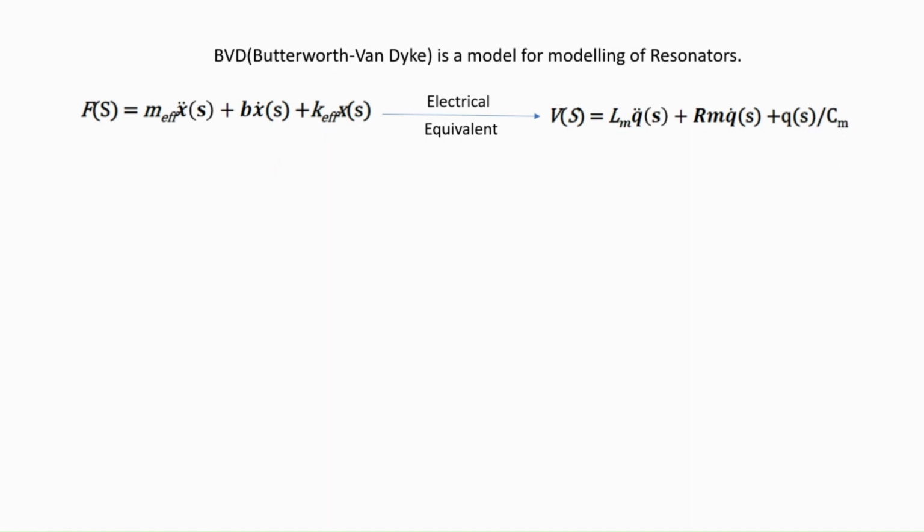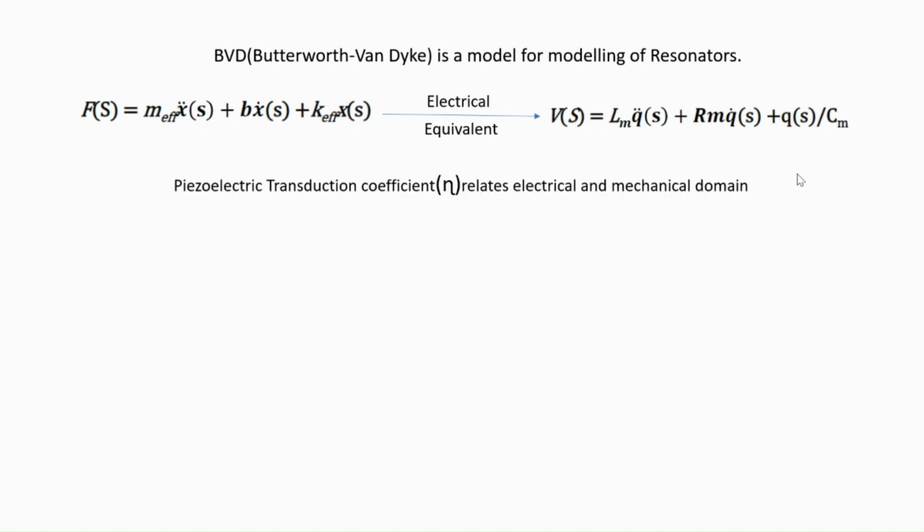Ultimately, the resonator is in motion, and you are modeling that motion as an electrical circuit. That's the basic idea of the BVD model. You need to know what the equivalent in the mechanical domain is, and you need to know what the equivalent of that is in the electrical domain.